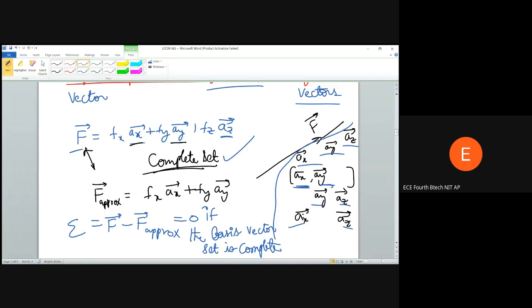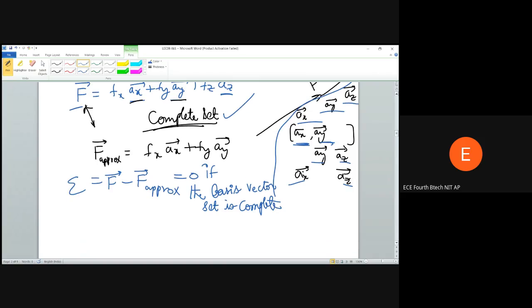If the basis vector set is complete, then only you will have the exact representation. Whether you go with the Cartesian coordinate system, ax bar, ay bar, az bar, these are called the basis unit vectors. Or if I go with cylindrical, then we have the vectors a rho bar, a phi bar, az bar, and these three also form the complete set.